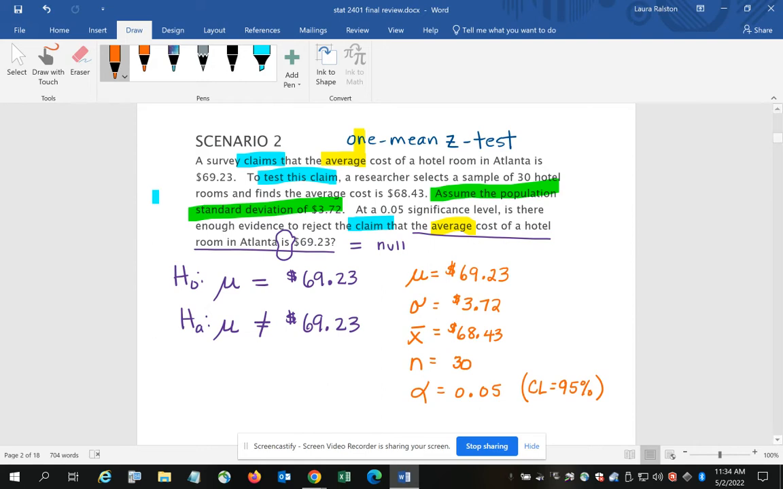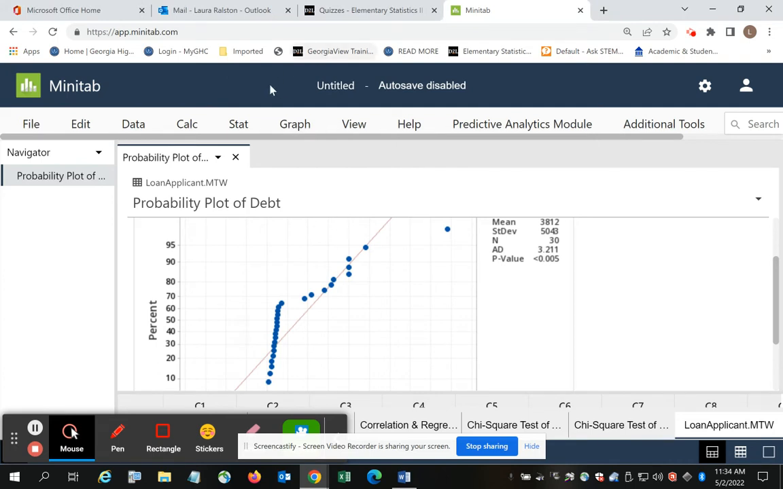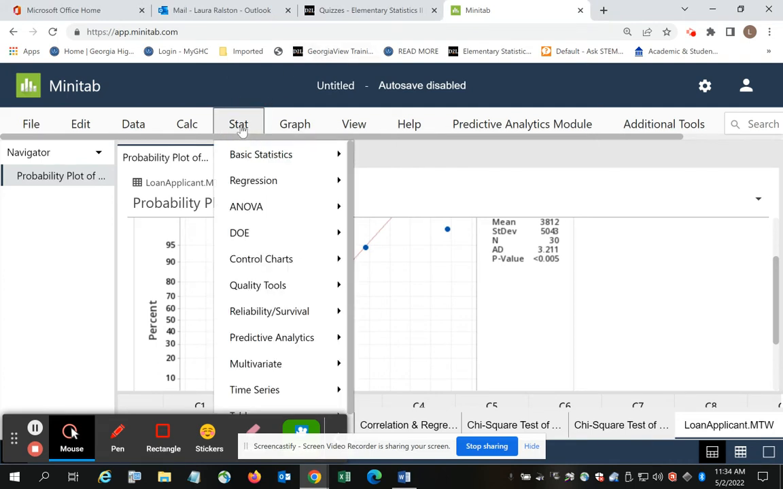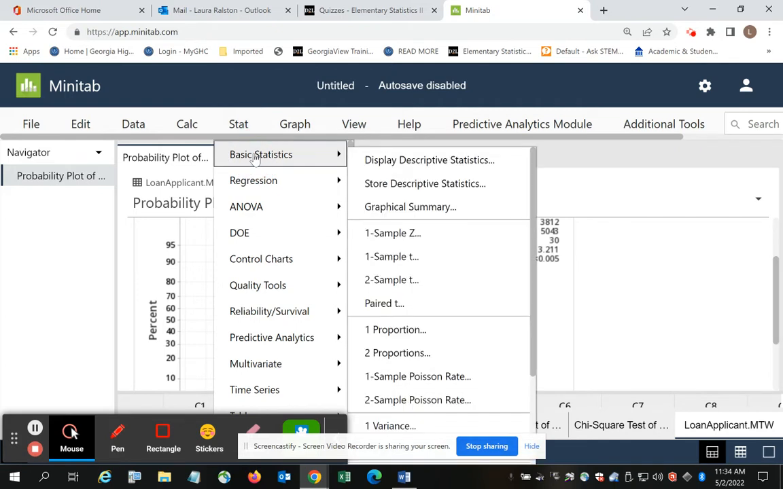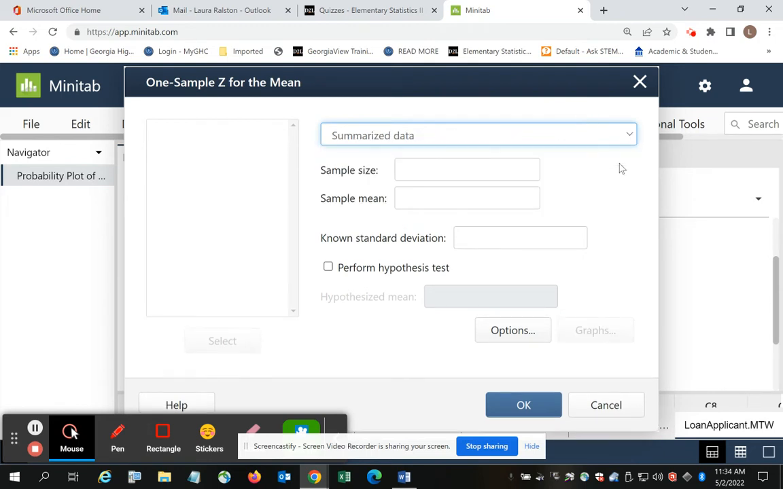So I'm going out to Minitab and I'm going to conduct my one mean z-test. We go to Stat, Basic Statistics, one sample z. We have summarized data. My sample size was 30 hotel rooms. The sample mean was $68.43. The given population standard deviation, which is known, is $3.72.